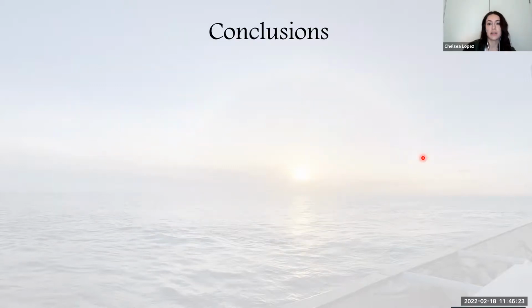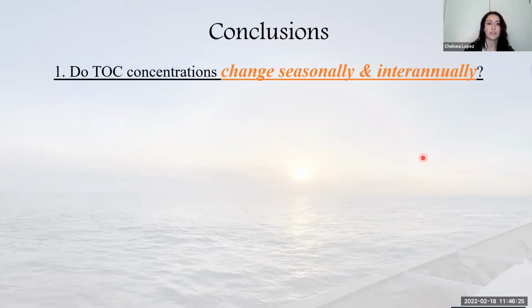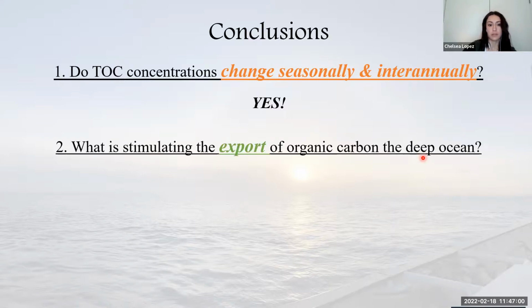So, some conclusions from that data. We wanted to know if TOC concentrations change seasonally and interannually, and the answer was yes. We saw it change between winter and summer. We saw it accumulate from winter to spring and then be removed from spring to winter. We saw a pretty significant difference between that process in 2017 and 2018. You had a big bloom in 2018 that you didn't observe in 2017, which appeared to be connected to the gelatinous zooplankton and higher levels of phytoplankton as well.